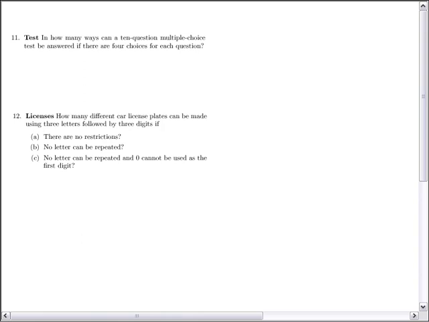In how many ways can a 10-question multiple-choice test be answered if there are 4 choices for each question? Well, if you look back to question 10, we had 10-question true-false, so if you had 10 blanks, now each question has 4 choices, so each blank will have a 4 in it. And so we see that our answer is 4 to the 10th. This is, of course, assuming that all the questions are answered.